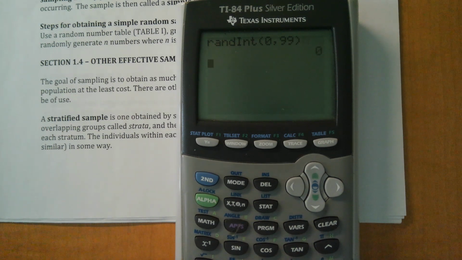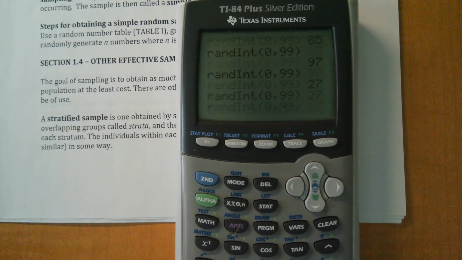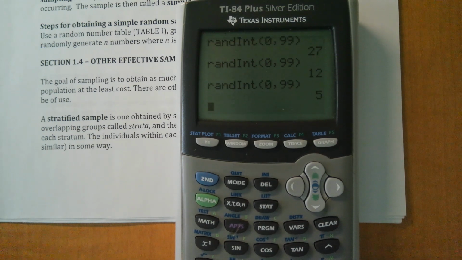When I hit enter, it gives me one random person. The first one would be 0. The next one would be 93, 10, 0 again. 0 got called twice. 54. And then you could keep doing this as many times as you need to until you have the right number of people in your sample.